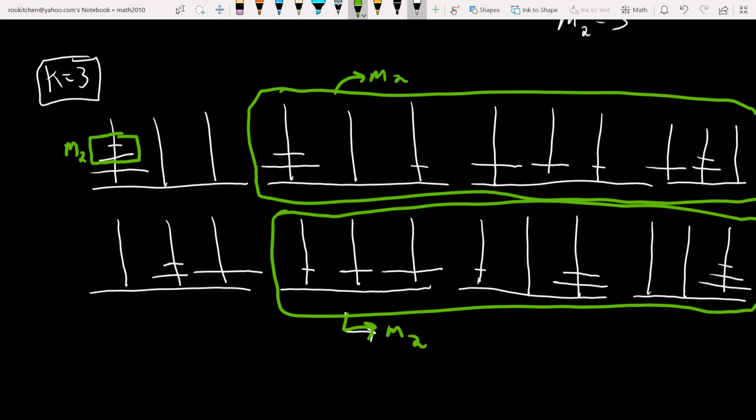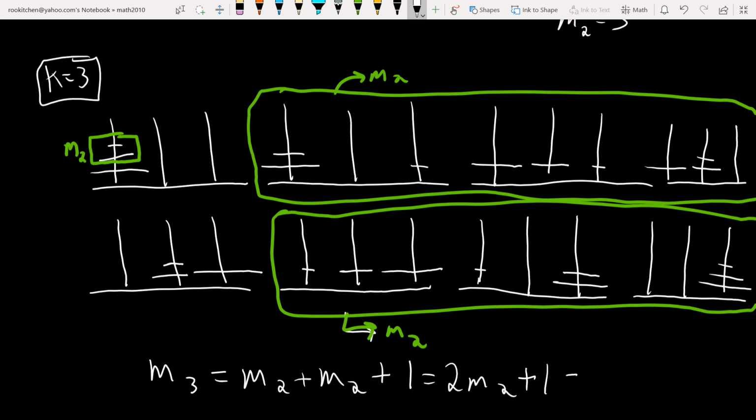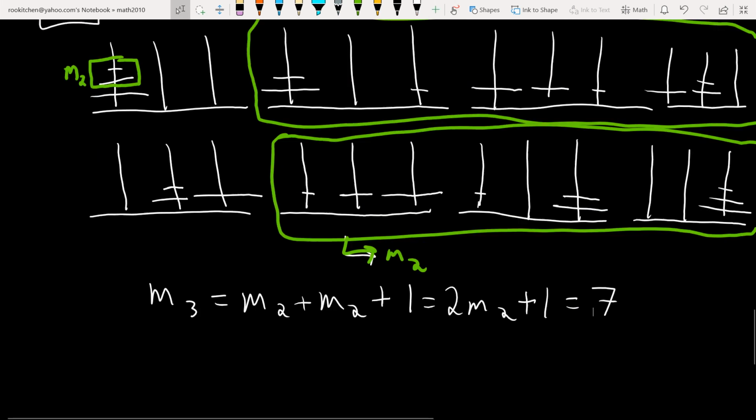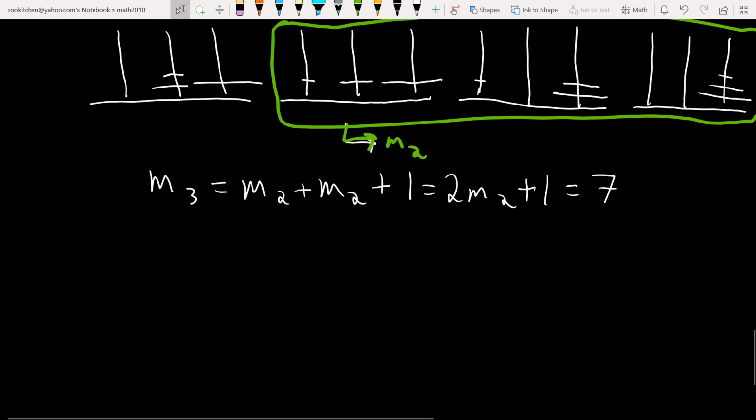We're looking for what is m sub 3. So m sub 3 is going to be m2 plus m2, there's 2 of those, plus there's 1 extra for when you move the bottommost donut. So what is that? It's 2m sub 2 plus 1, and of course if you substitute in 3 for m sub 2, you'll get 6 plus 1, which is 7.